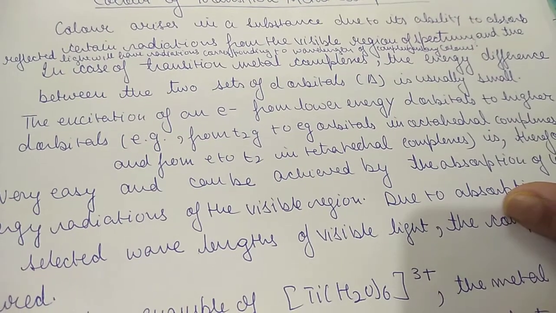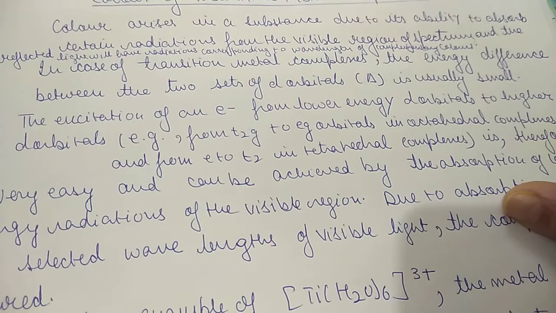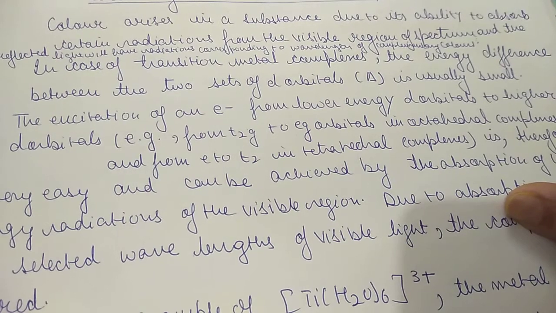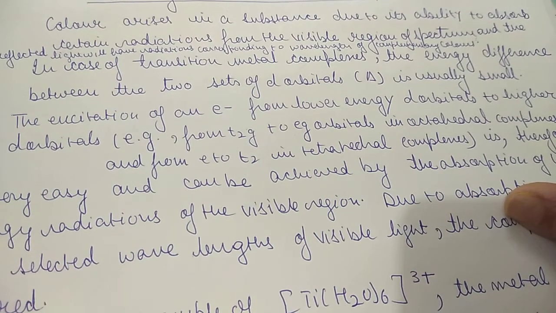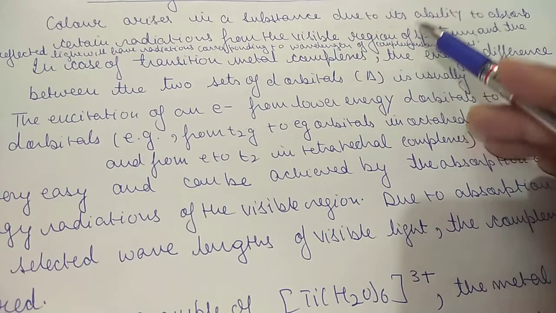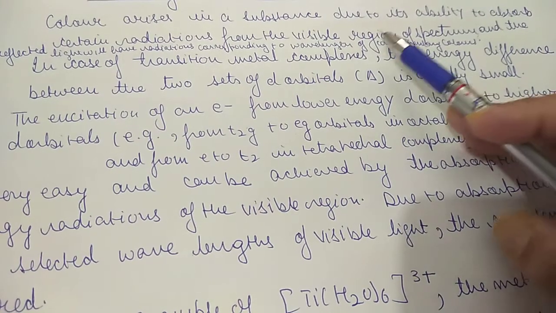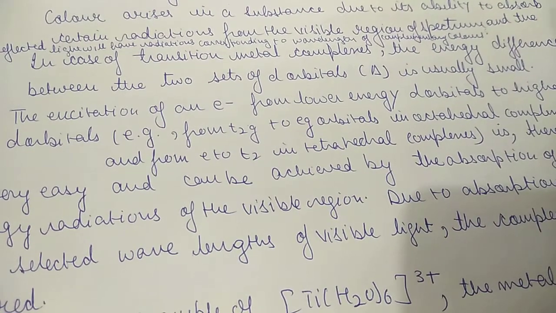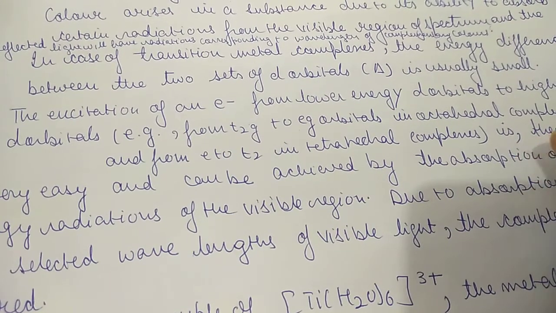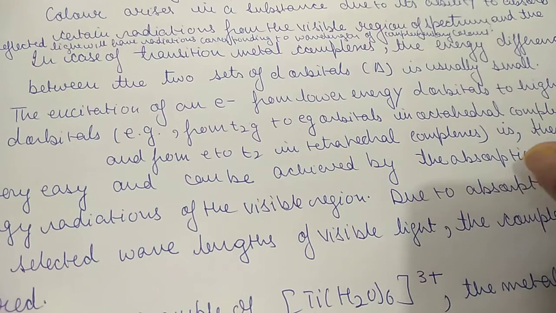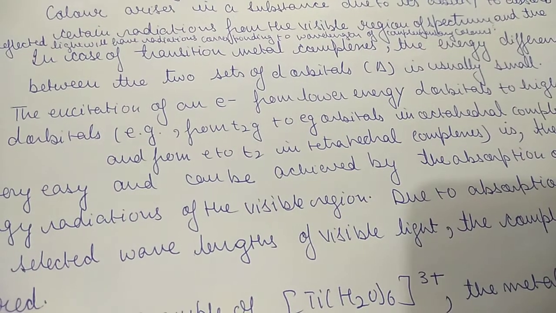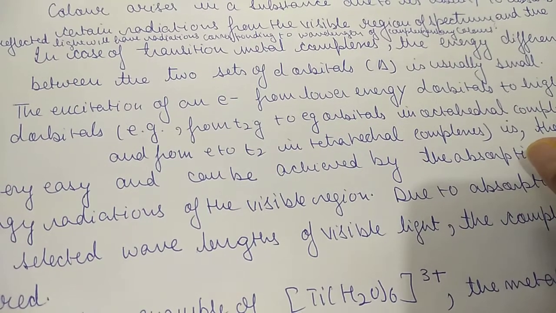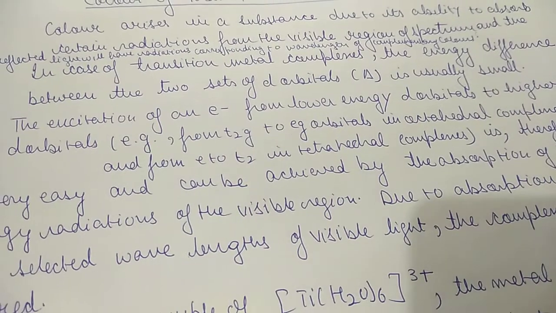And the reflected light will have radiations corresponding to the wavelength of the complementary color. For example, in the case of copper sulfate, it appears blue because the light absorbed is red light from the visible region of the spectrum, but the reflected light is that of the complementary color, which is blue. That is why copper sulfate appears blue.